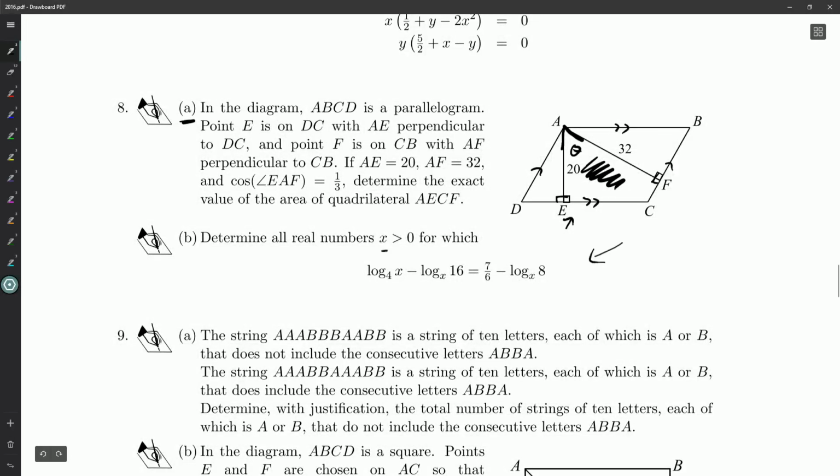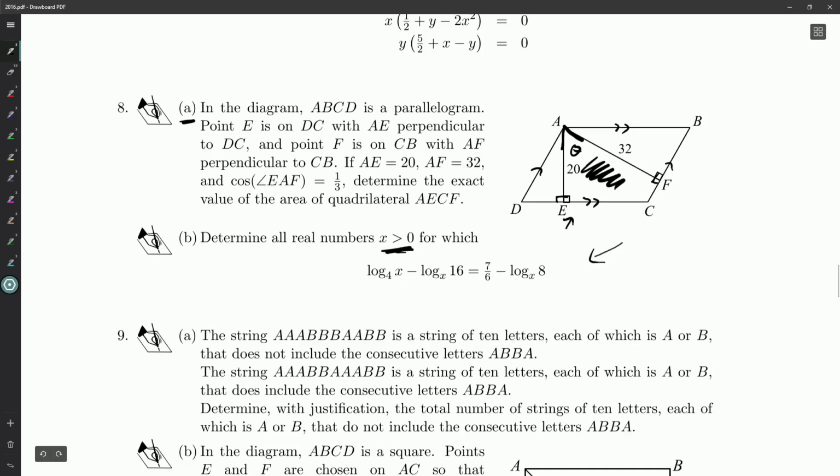Determine all real numbers x greater than 0 for which log base 4 of x, so it's a logarithm question, minus log base x of 16, I'm going to have to use the change of base formula here, equals 7 over 6 minus log base x of 8.